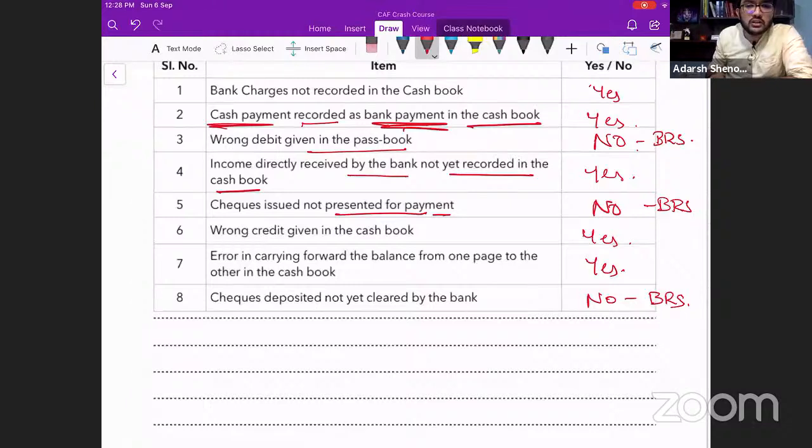Check deposited not cleared by the bank. What does this mean? We have deposited a check, we have recorded it. Someone asked me this question. Can you explain the eighth one again?